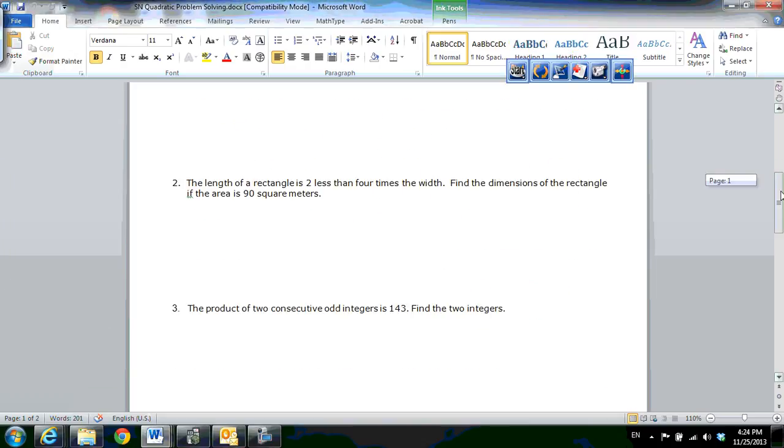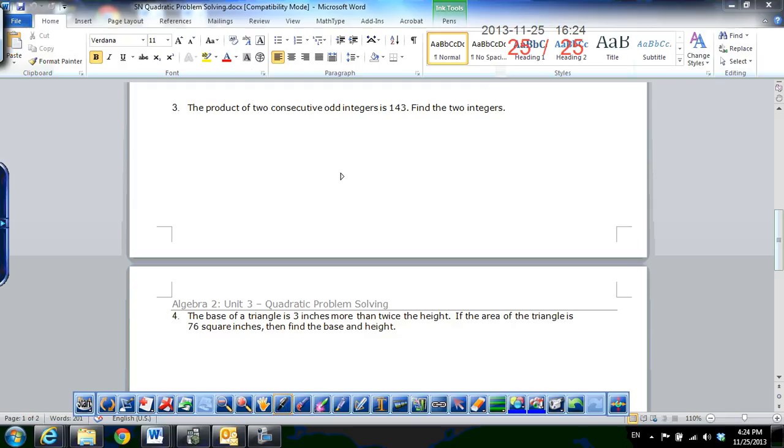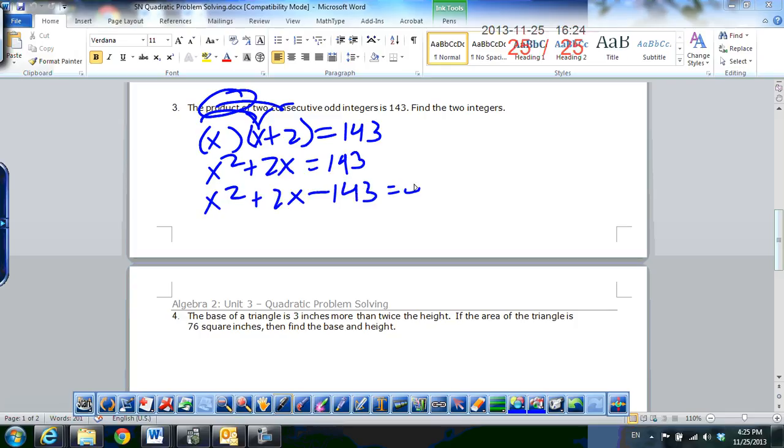I'm going to skip down to number 3, because it's a different type of problem. It says 2 consecutive odd integers, so that means x and x plus 2. It says product, so I'm multiplying, is 143. Find those 2 odd ones. So distribute, I get x squared plus 2x equals 143. Move 143 over. And then yet again, I'm trying to find the factors of negative 143 that add up to 2x.